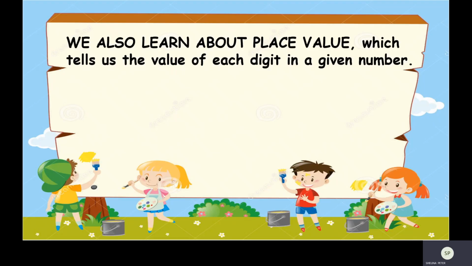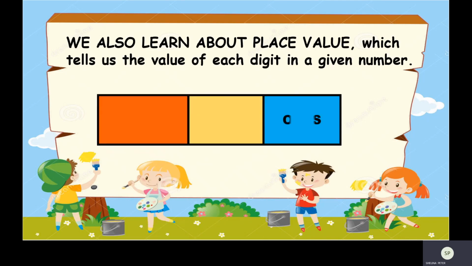Then we also learn about place value, which tells us the value of each digit in a given number, and that is ones, tens, and hundreds.